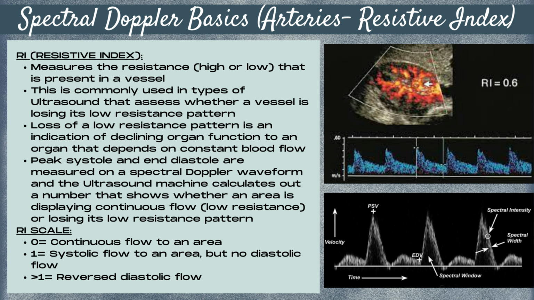0 is continuous flow to an area, which is low resistance flow. 1 is systolic flow to an area but no diastolic flow, and greater than 1 is reverse diastolic flow.